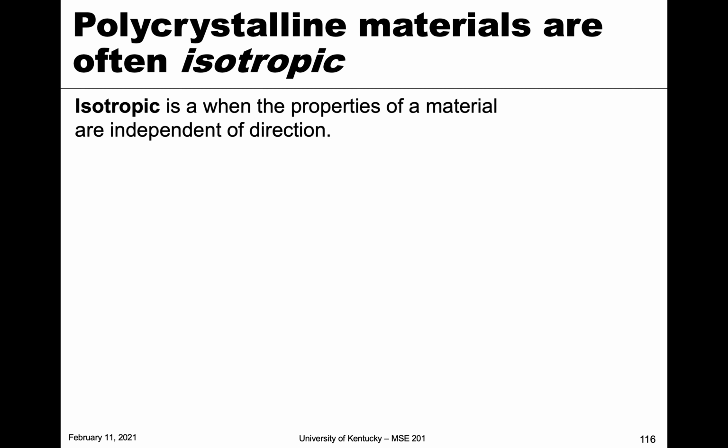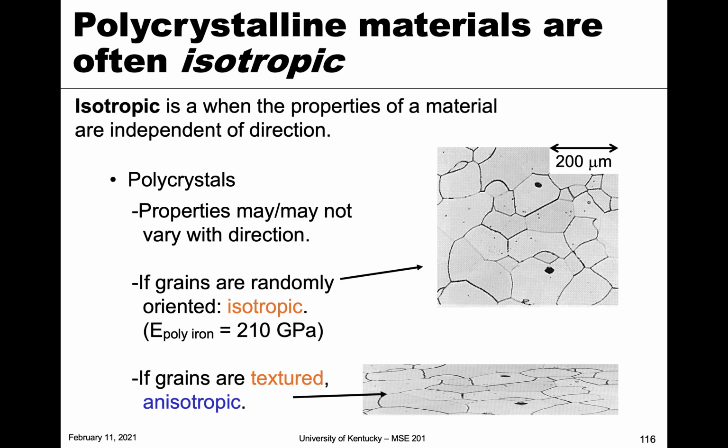So we think of these materials not as anisotropic, where the properties depend on direction. Instead, these are isotropic, so they're independent of direction. And let me see if I can explain this to you. So polycrystals, this is an example. This is a micrograph, an image of the microstructure.